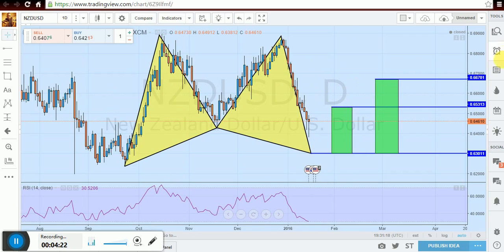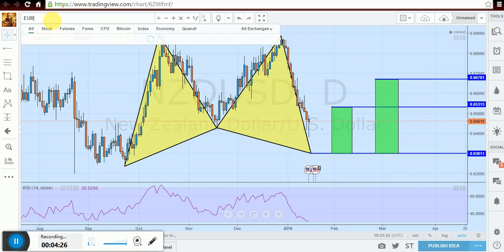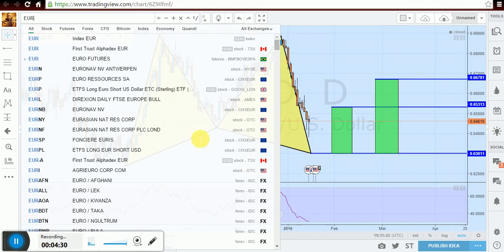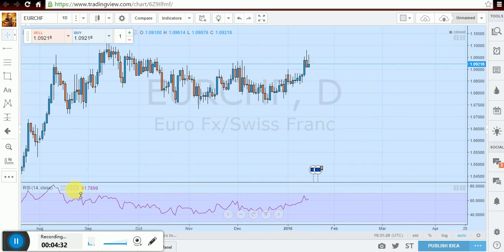And the next pair I'm going to be talking about is the euro against the Swissy. So let me head over to that chart right now. I'm going to show you guys the trade setup on that currency pair as well.